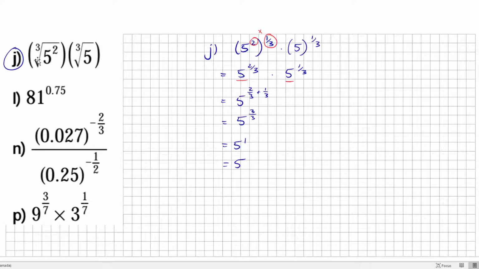So just to recap, I took 5 squared, got rid of the radical, and did 5 squared to the power of 1 over 3, which is 5 to the power of 1, or just 5. Then instead of the cube root, again, 1 over 3. I multiplied the 2 inside the bracket with the 1 over 3, and I got 2 over 3 as an exponent. Then because I'm multiplying these two right here, they have the same base, so I'm able to add the exponents to get 3 over 3, which is just 1, and that's equal to 5.